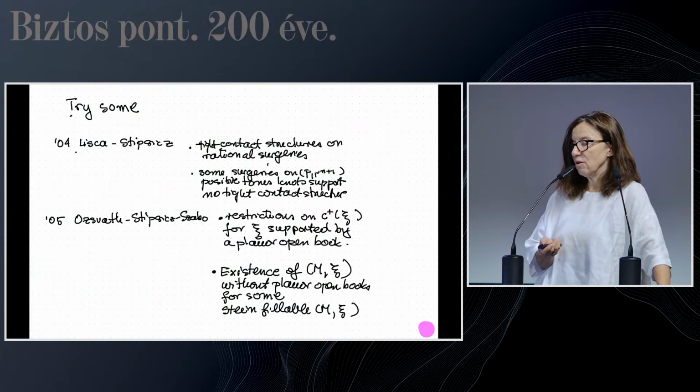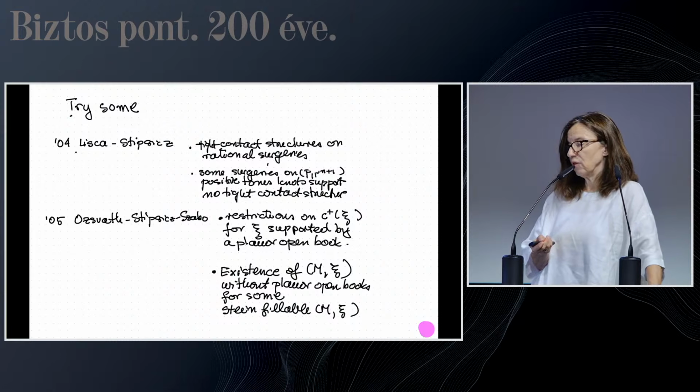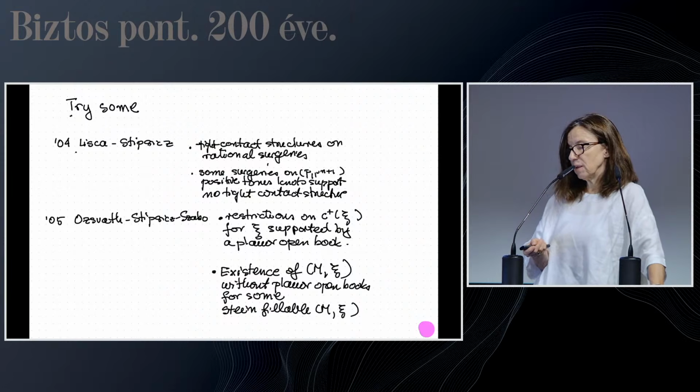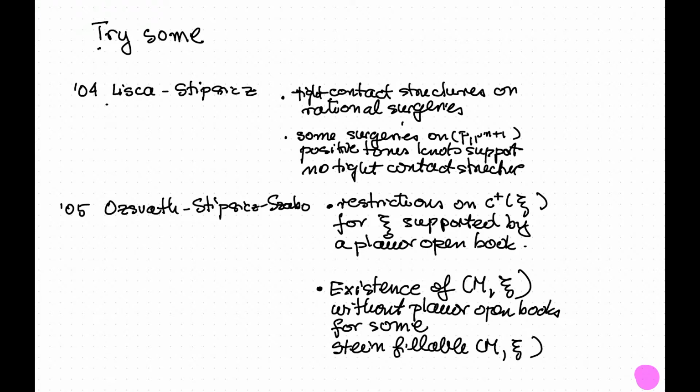So in 04, Lisca and Stipsicz looked at tight contact structures on rational surgeries, on knots, and showed that some surgeries support no tight contact structure. Ozsvath, Stipsicz, and Szabo looked at the C plus version for psi supported by planar open books. And they showed the existence of contact manifolds that do not have planar open books.